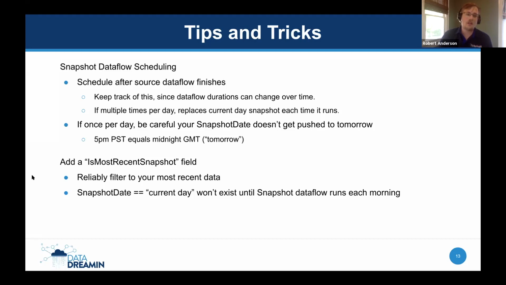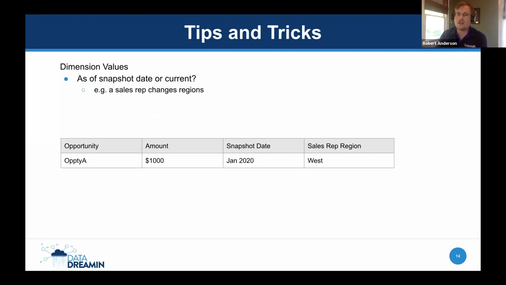One other thing that's really helpful is adding something like an is current or is most recent snapshot field. This allows you to reliably filter to your most recent data. For example, if you filter your snapshot date to current day, and it's the beginning of the day and your snapshot data flow hasn't run yet, you won't get any data because there is no data for the current day. You can get around this by having that is most recent snapshot field to just always say that instead of saying today. Otherwise, you might have to wait until tomorrow until the data flow runs.